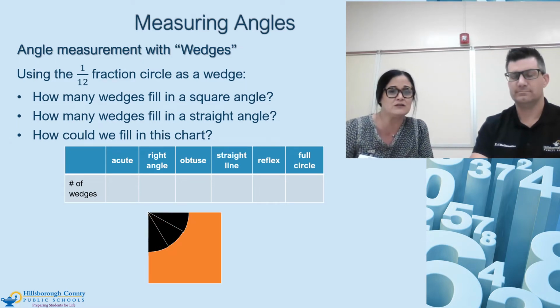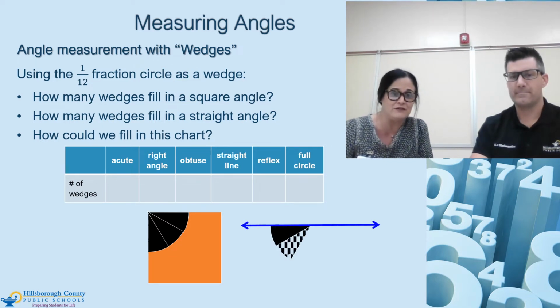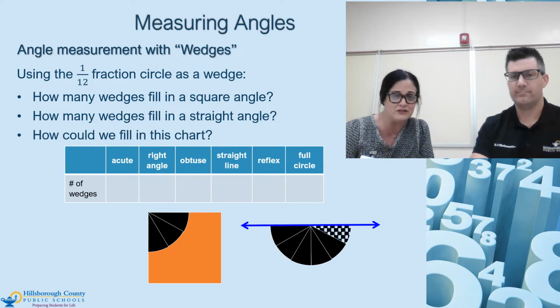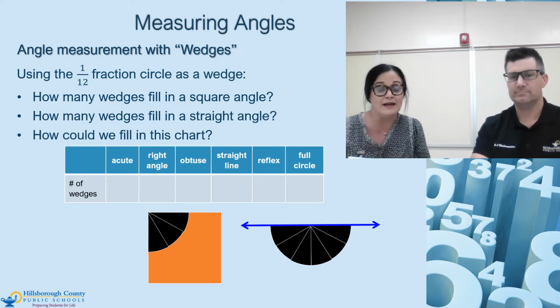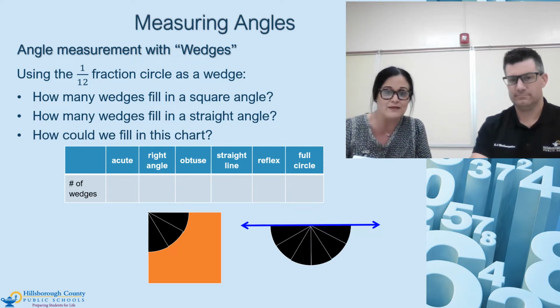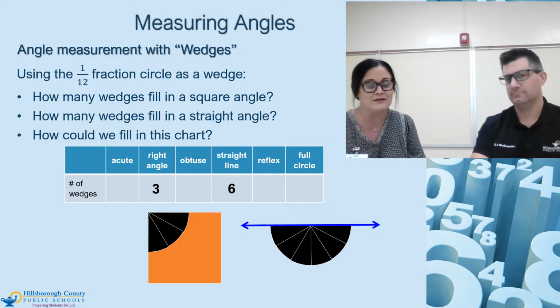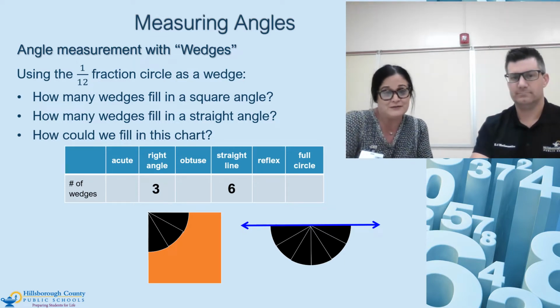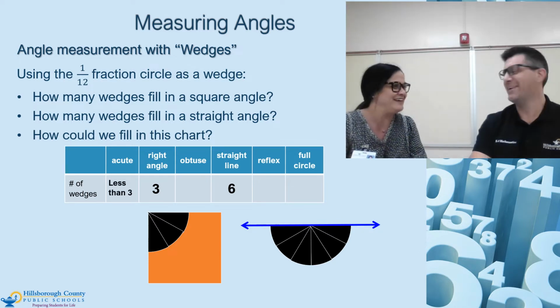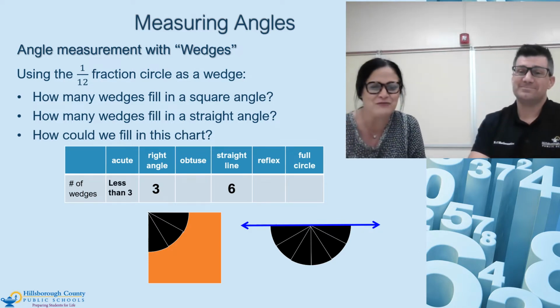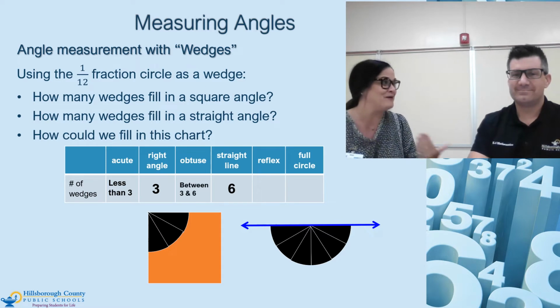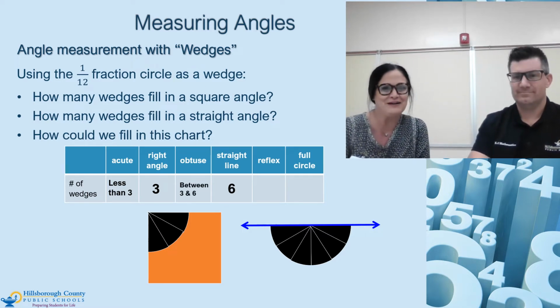You could see here it's 3 wedges, which would then support me in thinking that if a right angle is 3 wedges, then a straight angle would be double the right angle, so that would be 6 wedges. It would also support me with, if I know that a right angle is 3 wedges, then an acute angle has to be less than 3 wedges. And then if we're looking at obtuse, I know that must be greater than 3 wedges.